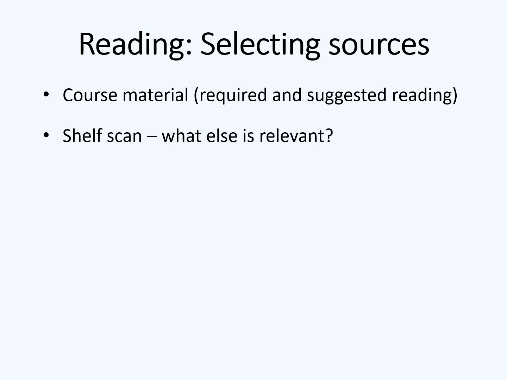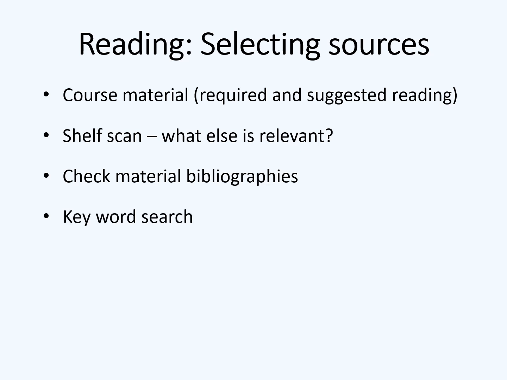Another way you could find similar material is to look in the bibliographies of your course reading. These are usually found at the end of the text and will tell you what sources the author used. You can then look for these texts in the library or online and see if they give you any further details on the topic. You could also identify keywords, terms or phrases for your topic and search for these in the library catalogue or online.